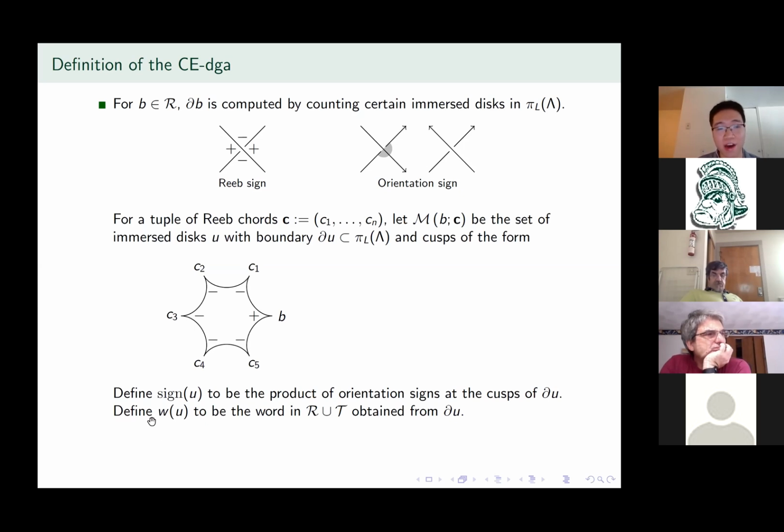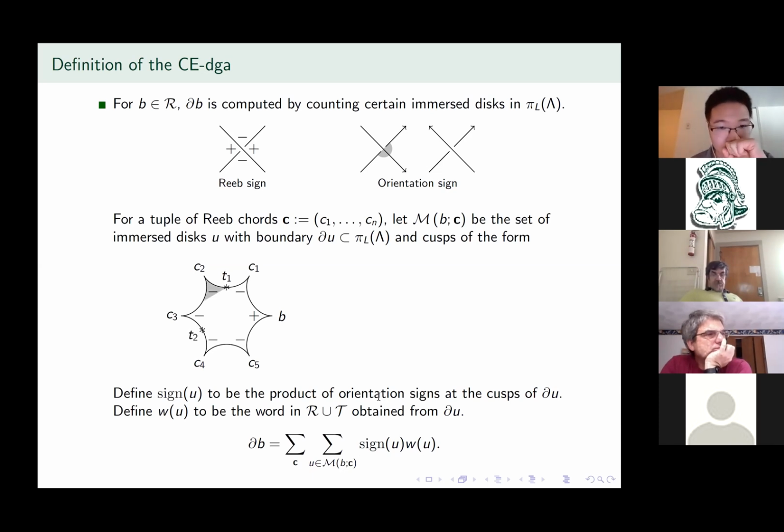Okay, and then you define WU to be the word obtained from the boundary. So you start at B, and then you just go counterclockwise around your disk, and then you just record all the labelings. So let me do an example. So this is the formula. Partial B is equal to the sum over all tuples, sum over any disk inside this moduli space, and the terms you're summing are sign U times the WU. Okay. So let me give an example.